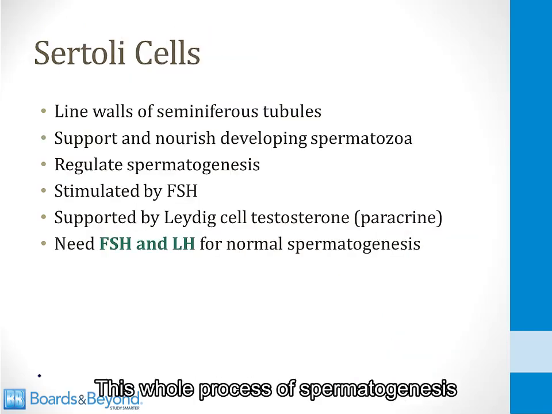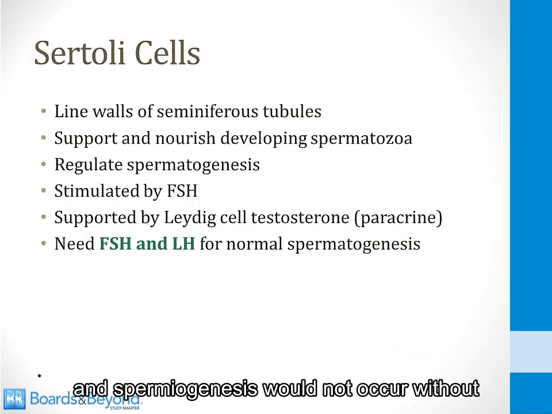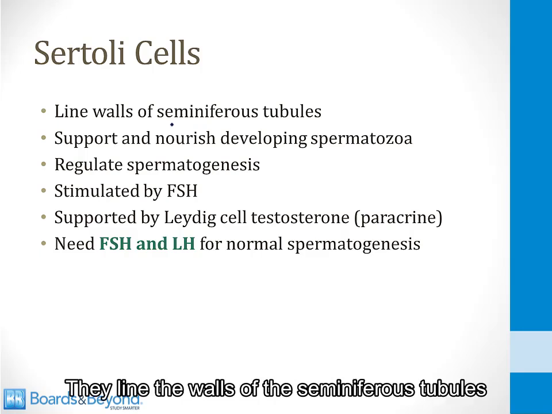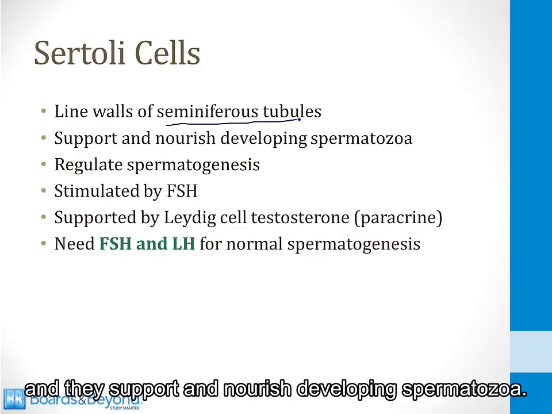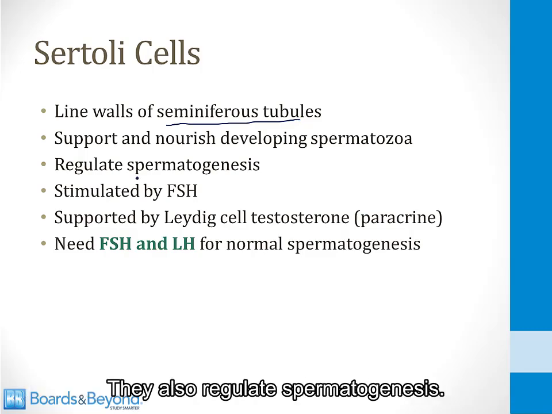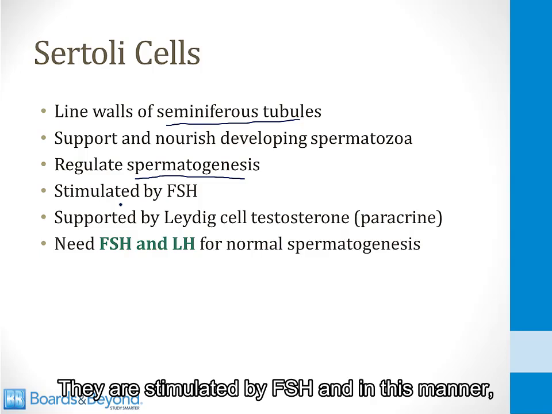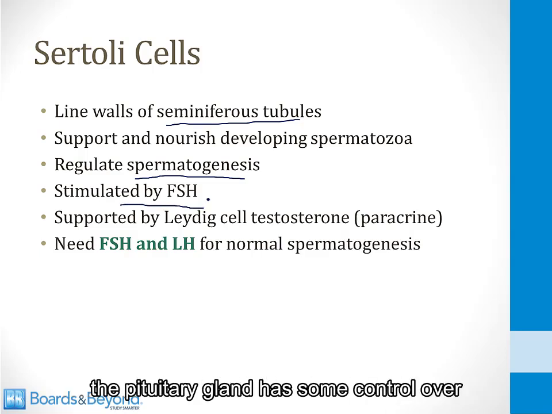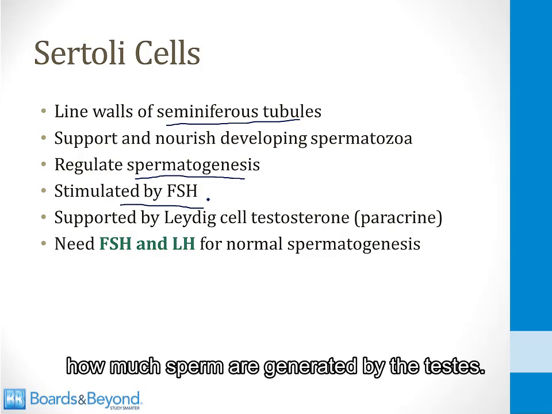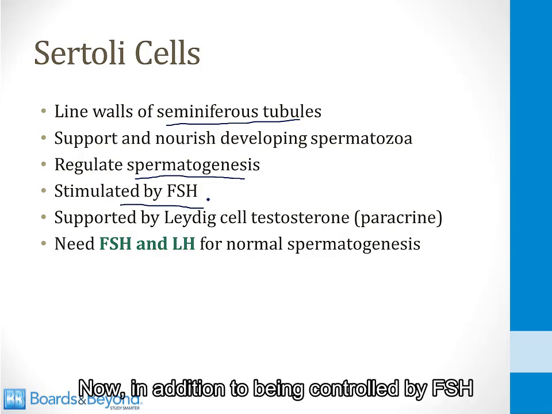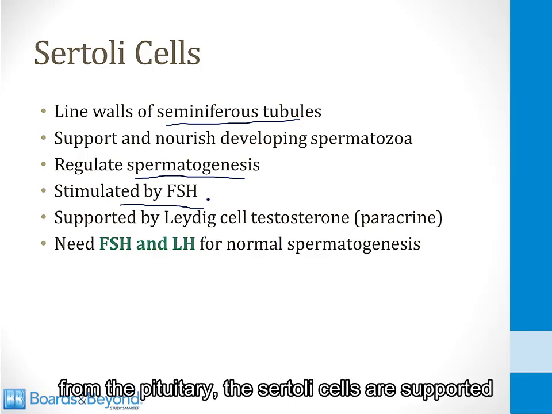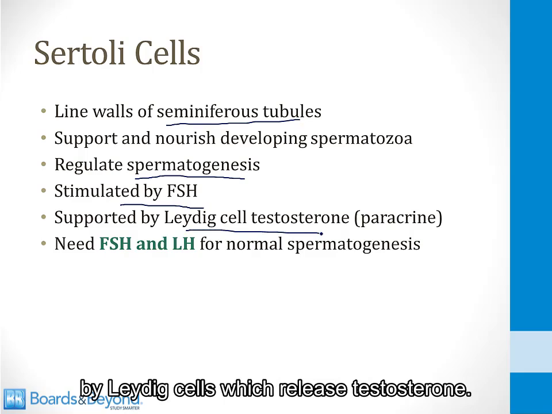This whole process of spermatogenesis and spermiogenesis would not occur without the Sertoli cells. They line the walls of the seminiferous tubules, and they support and nourish developing spermatozoa. They also regulate spermatogenesis. They are stimulated by FSH, and in this manner, the pituitary gland has some control over how much sperm is generated by the testes. Now, in addition to being controlled by FSH from the pituitary, the Sertoli cells are supported by Leydig cells, which release testosterone.